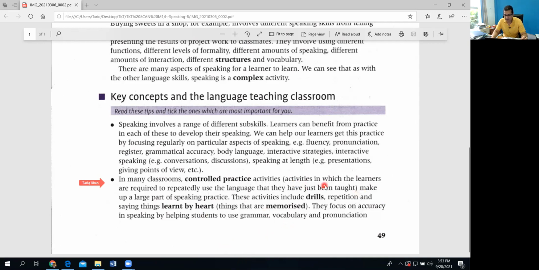In this, we do activities in which the learners are required to repeatedly use the language that they have just been taught. So, controlled practice activities: we do repetition practice with the students. Repeat different kinds of words, pronunciation is also involved in that. We give a particular part of the language and we practice that. It can be in pronunciation, it can be in writing. You can do these activities in different ways.